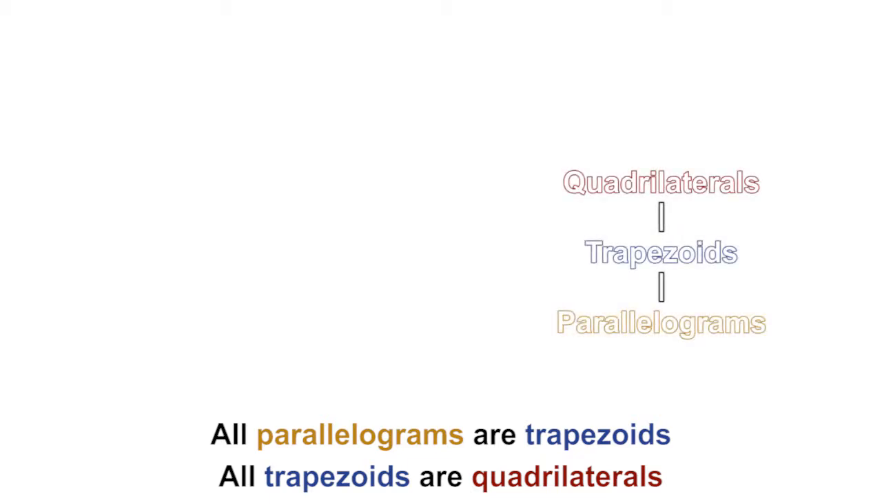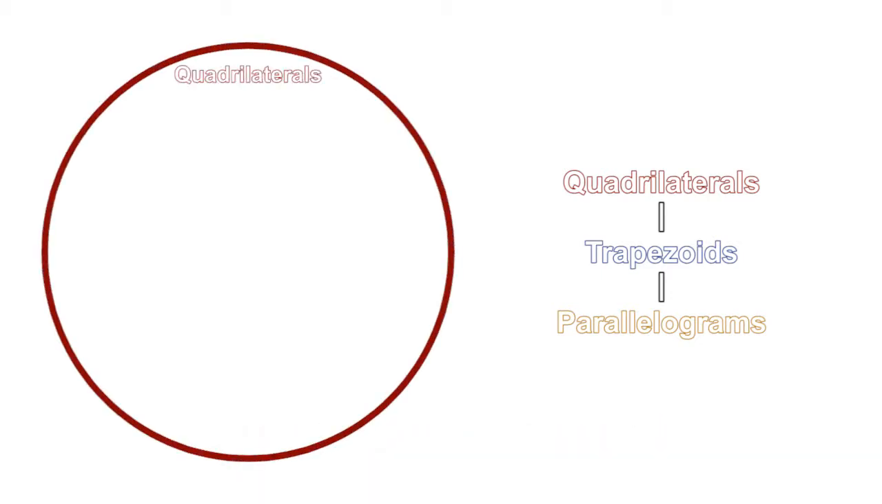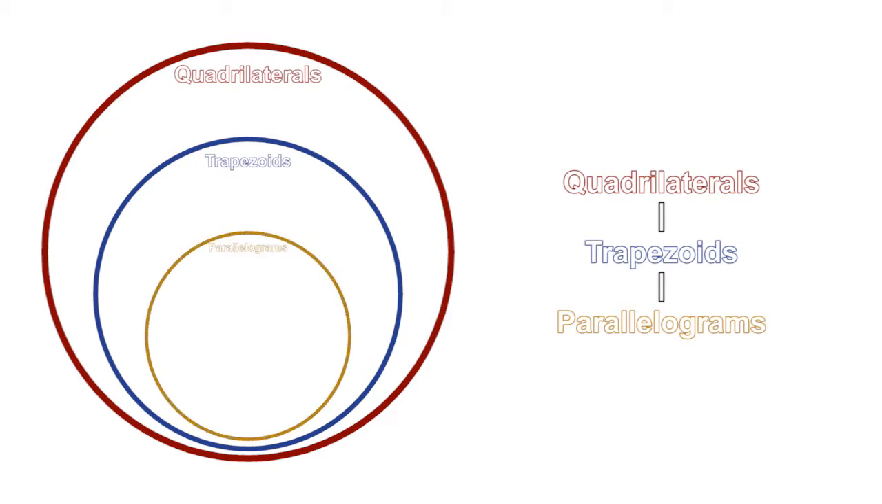To organize into a concentric circle, we will start by drawing a large circle and label it quadrilateral, because all trapezoids and parallelograms are quadrilaterals. Next, draw the trapezoid circle inside the quadrilateral circle to show that trapezoids are a subcategory of quadrilaterals. Finally, draw a parallelogram inside the trapezoid because every parallelogram is a trapezoid.